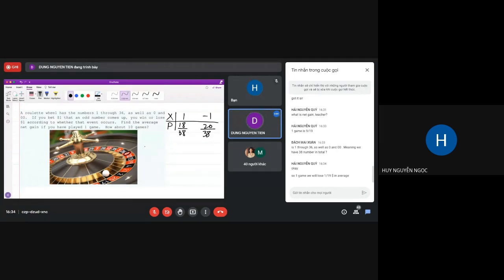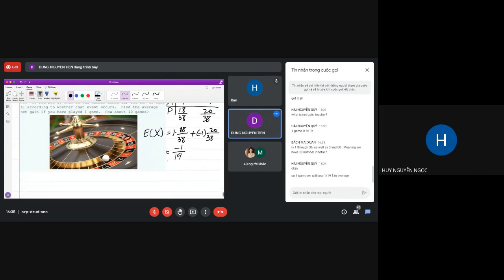So you can find the mean value of X, where X is what you can win. Then it is 1 times 18 over 38 plus -1 times 20 over 38, and then you get -1 over 19. That makes sense?